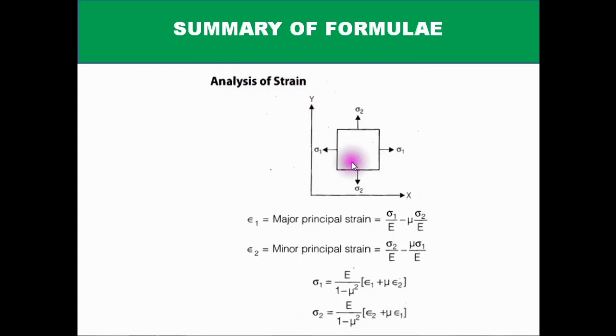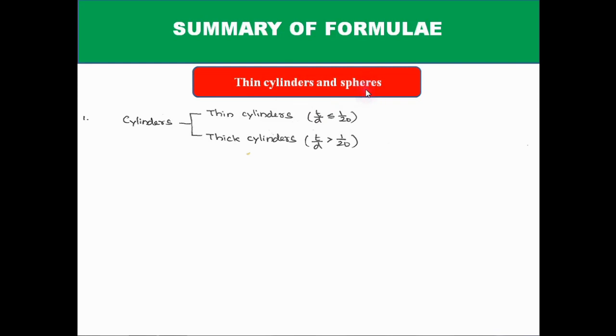Analysis of strain. Notations have usual meanings. Use this formula to determine major principal strain. Use this formula to determine the minor principal strain. Thin cylinders and spheres. If the ratio of thickness to diameter of the cylinder is less than or equal to 1/20, then those cylinders are known as thin cylinders. If it is greater than 1/20, then they are known as thick cylinders.